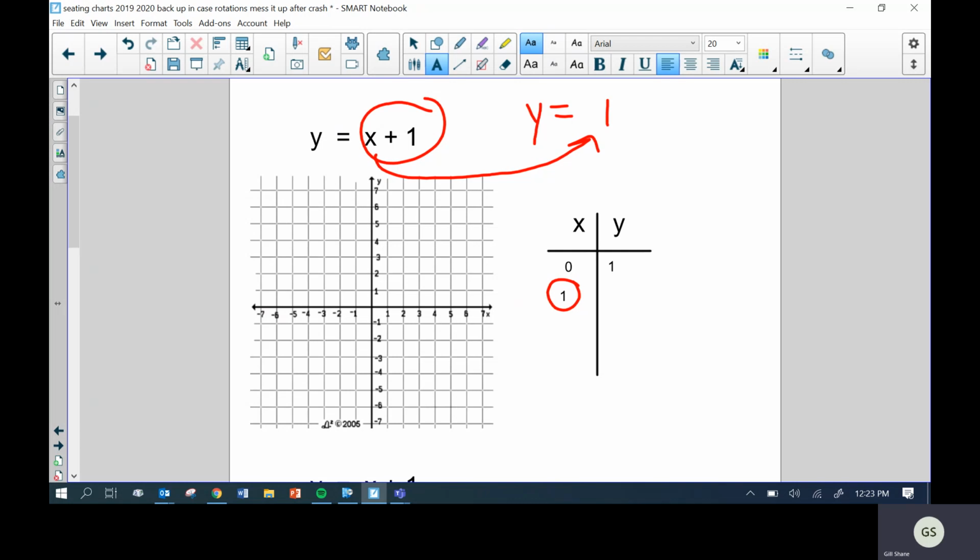I can pick whatever number I want for x. But the key is the rest of the equation is plus 1. So y now equals 2. So whenever x is 1, the one and only value y can be is 2, because I just did the math, and that's what I got, was 2. So I'll type it in right here, 2.